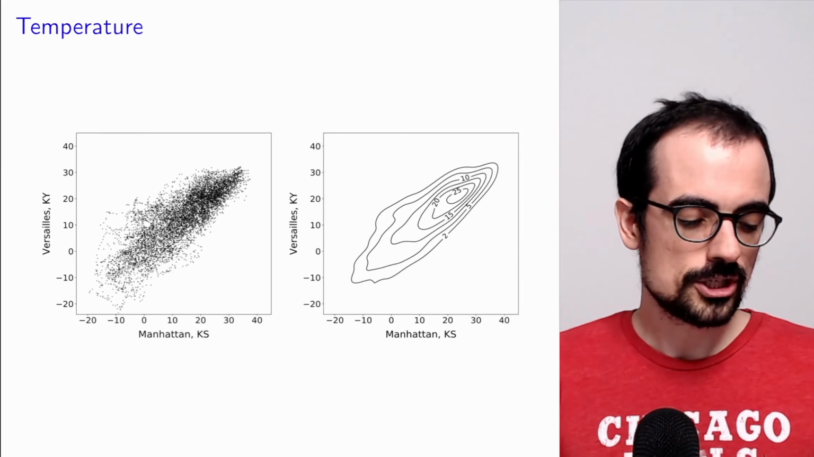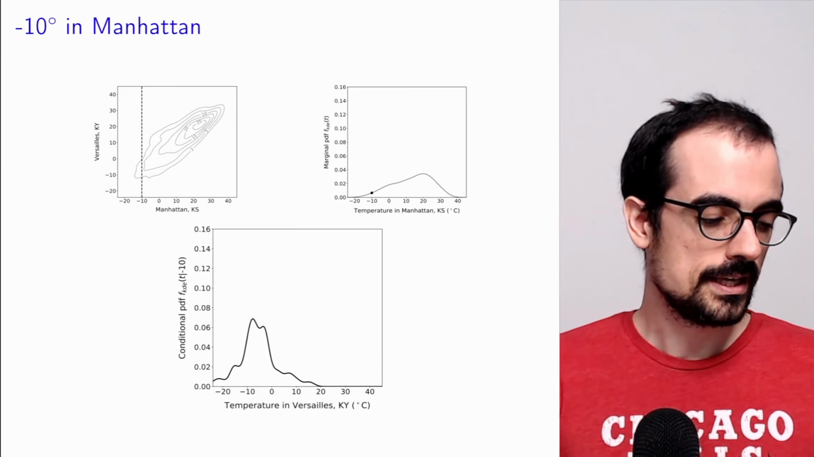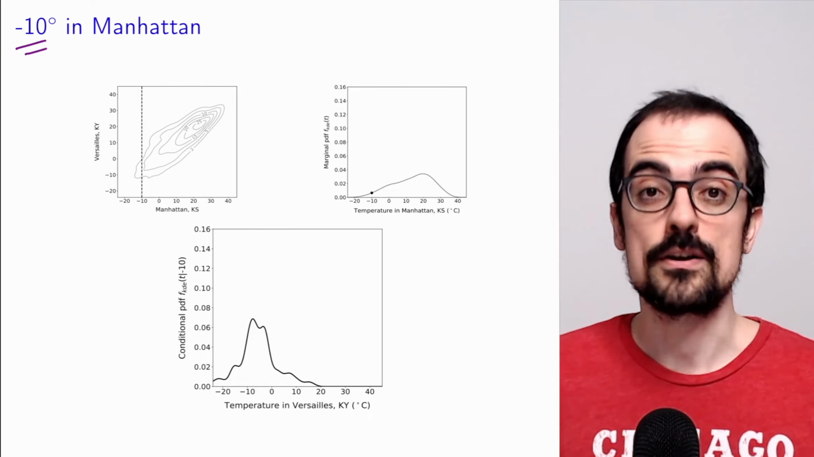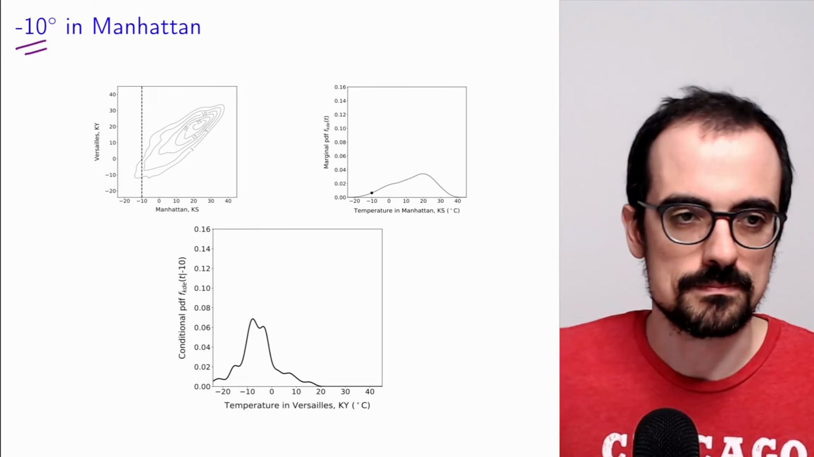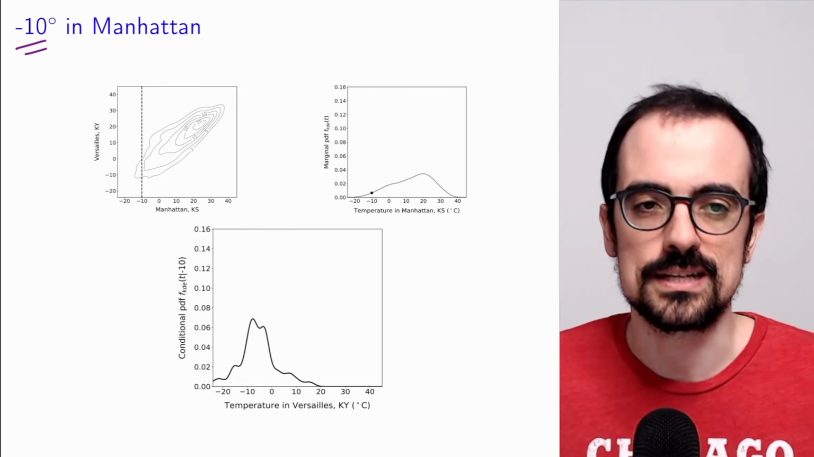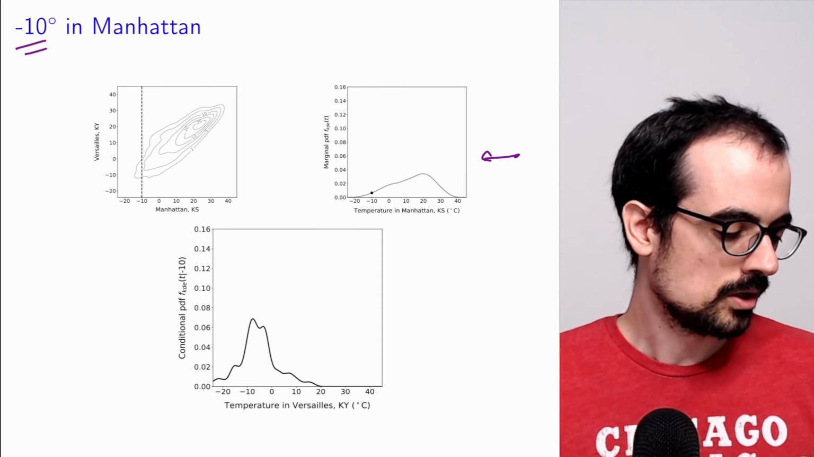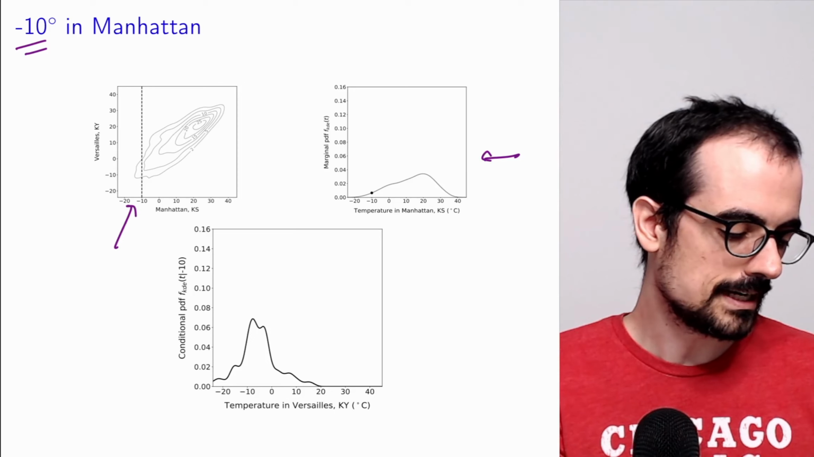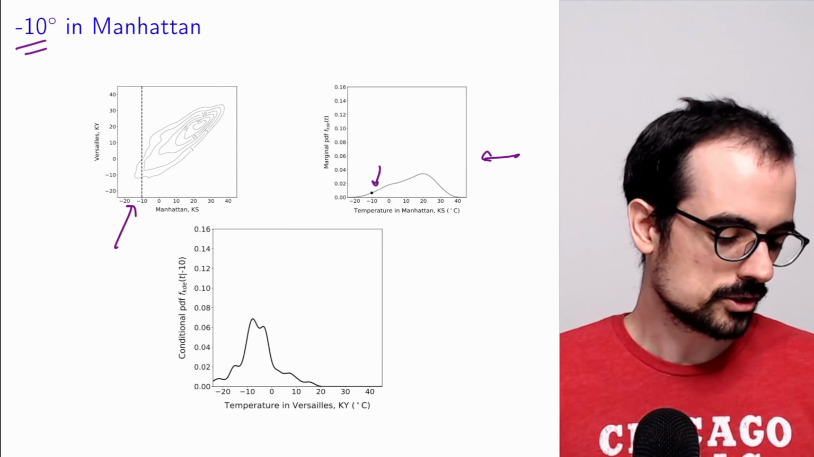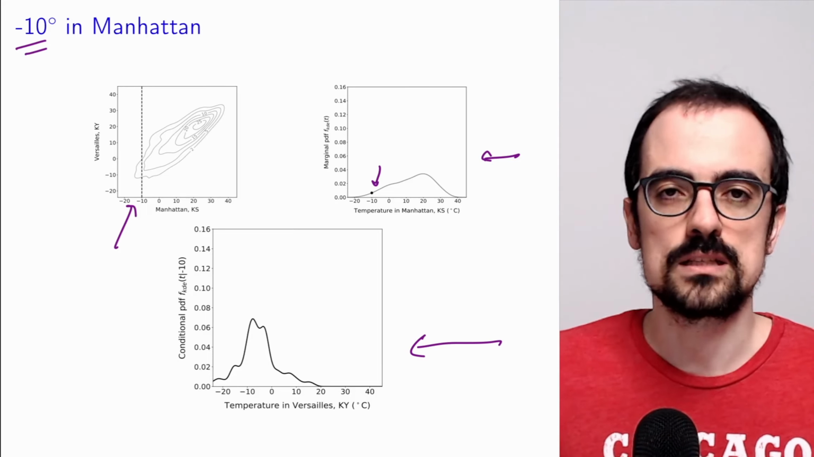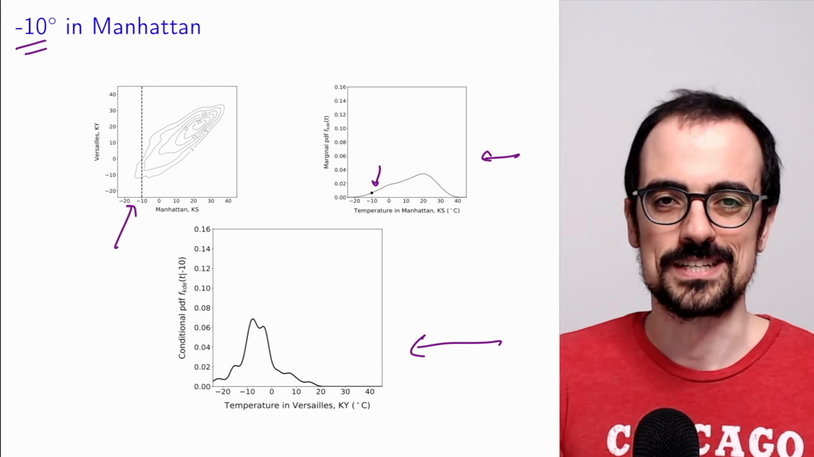Okay, so for temperature, let's take a look. Here we have, again, the joint of Versailles and Manhattan, but we're interested in finding out what happens if it's very cold in Manhattan. How is the temperature in Manhattan? So this is the marginal of Manhattan. We're going to take this slice, divide by the value of the marginal there. That's going to give us the conditional distribution in Versailles, given that it's really cold in Manhattan. It's also very cold in Versailles.